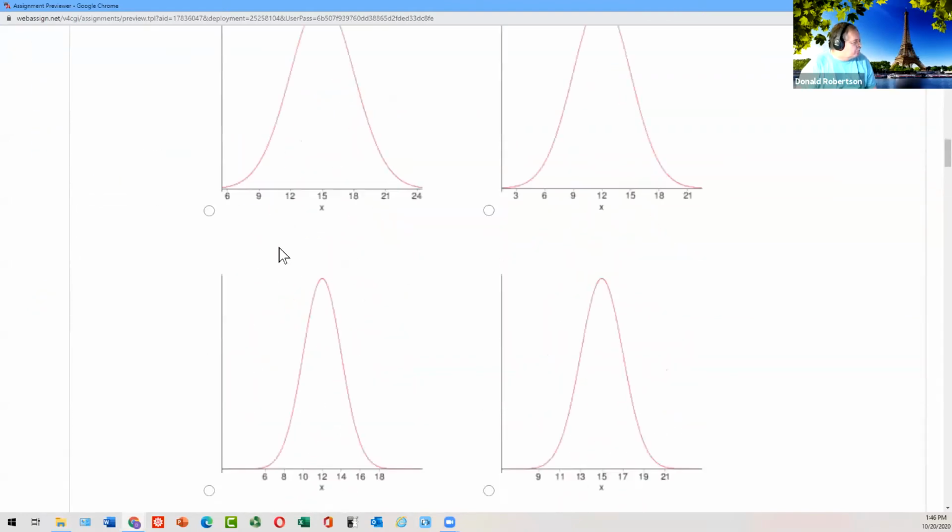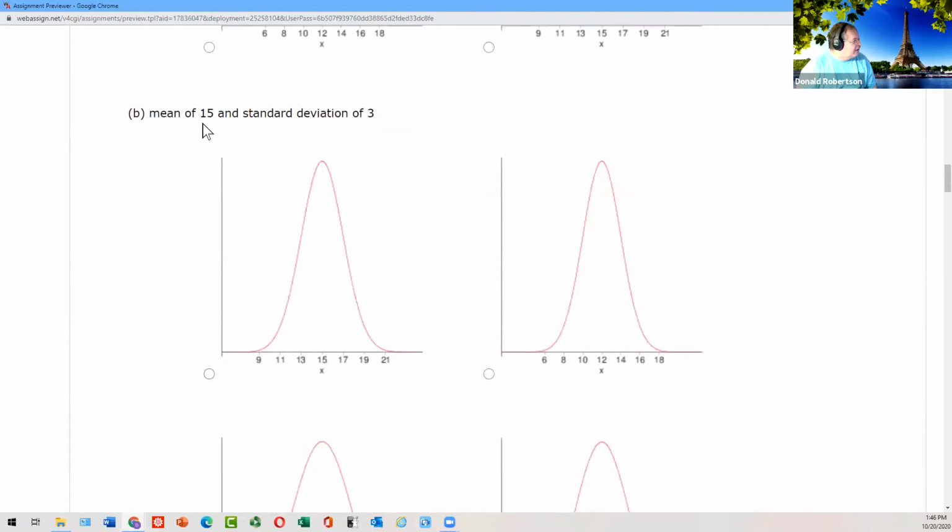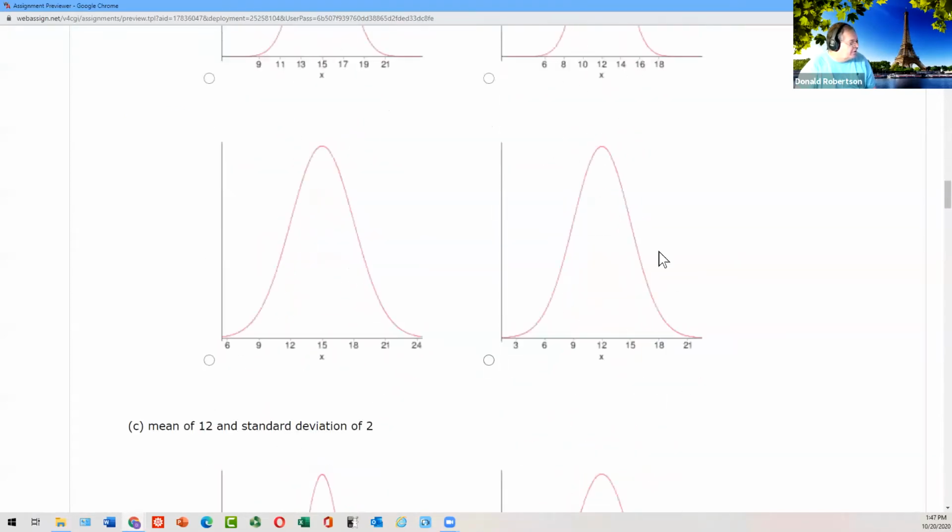And here are just a whole load of pictures where they give you a mean and the standard deviation, and one of these 4 pictures would represent what that would look like. Let's take this one. The mean is 15 and the standard deviation is 3. So from the center, don't you want to go 15, 18, 21, 24? So that makes it this picture. Do you see 15, add 3, add 3, add 3? Does that make sense?